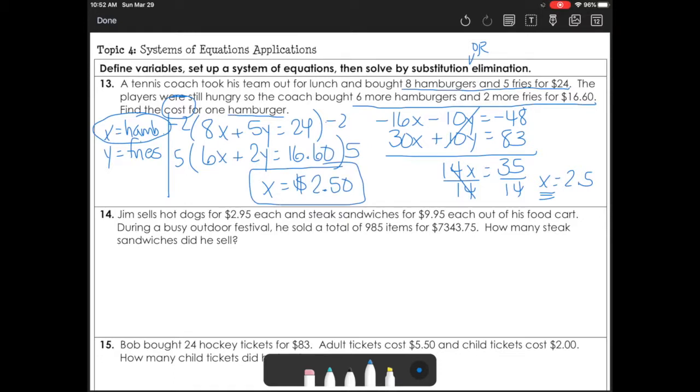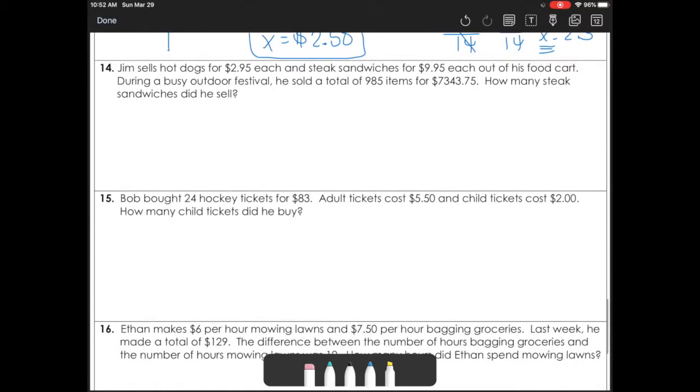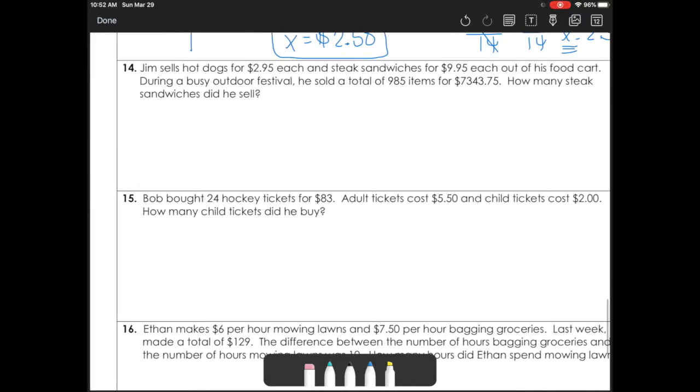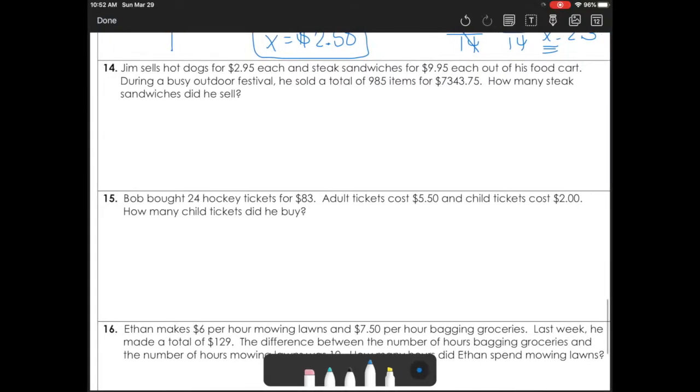All right, let's go to number 14. Jim sells hot dogs for $2.95 each and steak sandwiches for $9.95 each out of his food cart. During a busy outdoor festival, he sold a total of 985 items for $7,343.75. How many steak sandwiches did he sell? Steak sandwiches. All right. So x is going to be hot dogs. y is going to be steak sandwiches. And you could do it in the reverse. It doesn't matter.